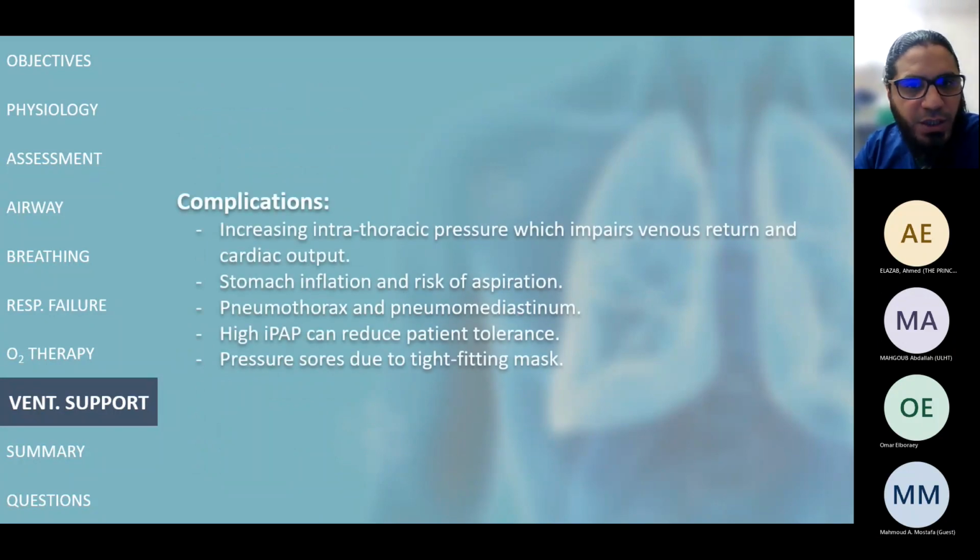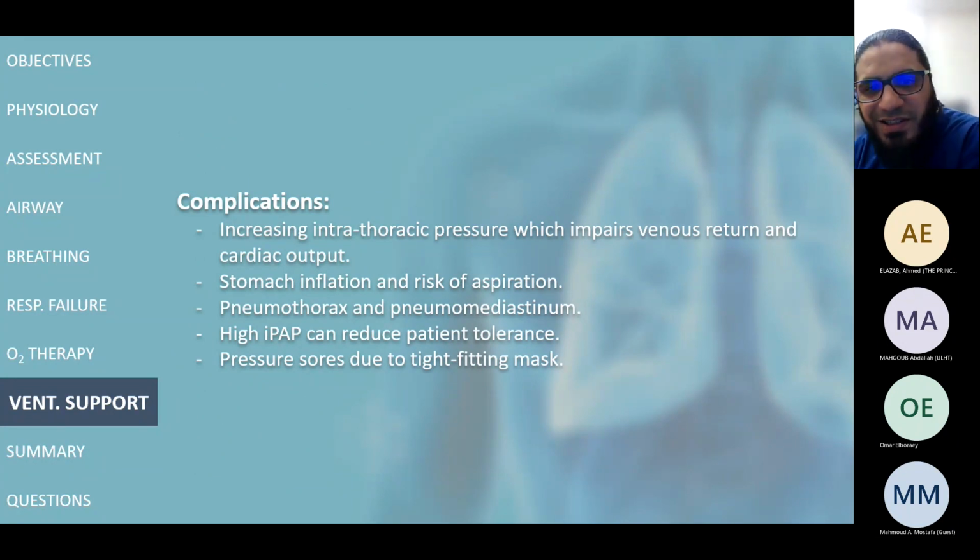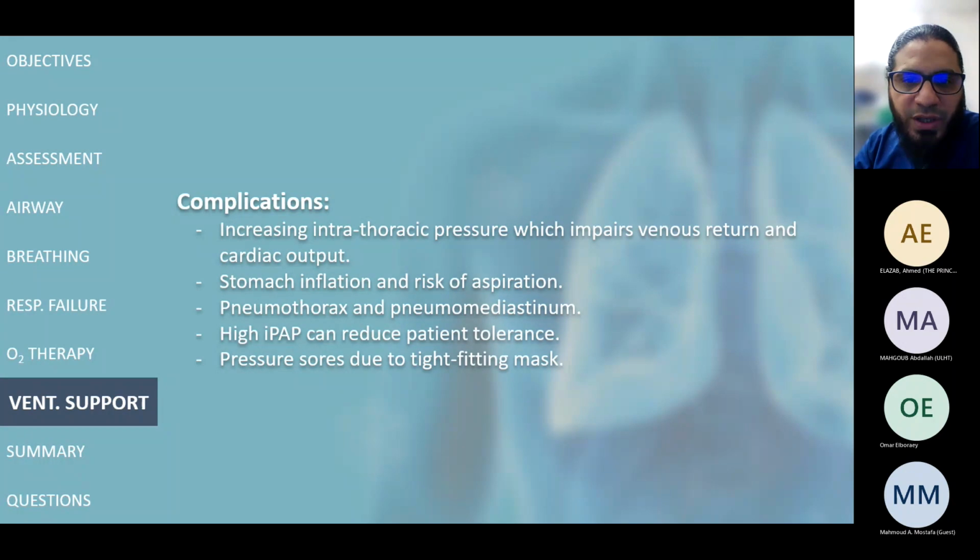The complications of using positive pressure ventilation are that it increases the intrathoracic pressure, which can put more load on the heart, reduce the venous return and compromise the cardiac output. It can also cause stomach inflation, which carries a very high risk of aspiration. It can cause air leakage from the lungs or the mediastinum and cause pneumothorax and pneumomediastinum. High inspiratory pressure can reduce the patient's tolerance, and also a very tight mask on the face can easily cause pressure sores.